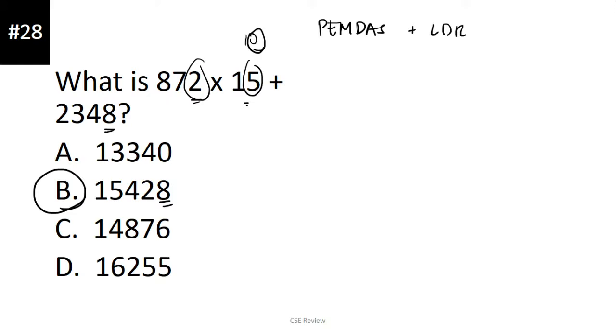Okay? If you want to solve it long cut to check, we can do that. That is 872 times 15. That is going to be, okay, 10, 35, 36, 43.